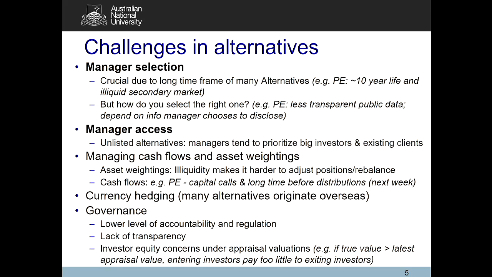Sorry, I jumped to the second one. That's your cash flows. The first one is your asset weightings.